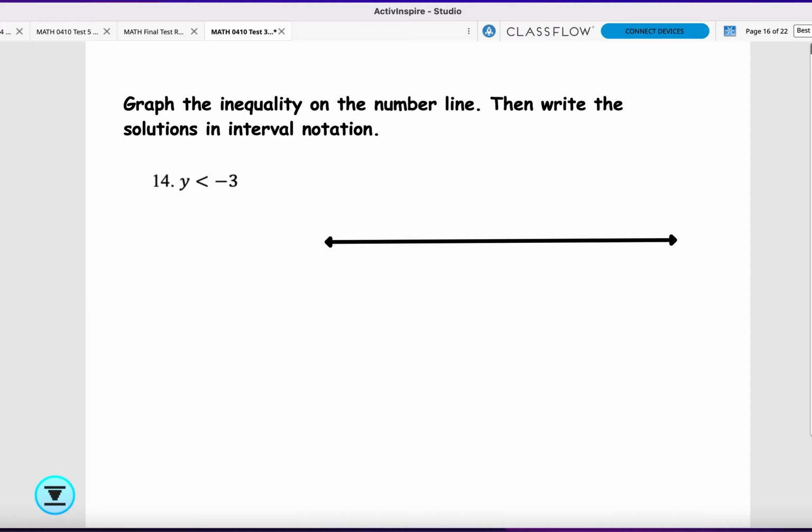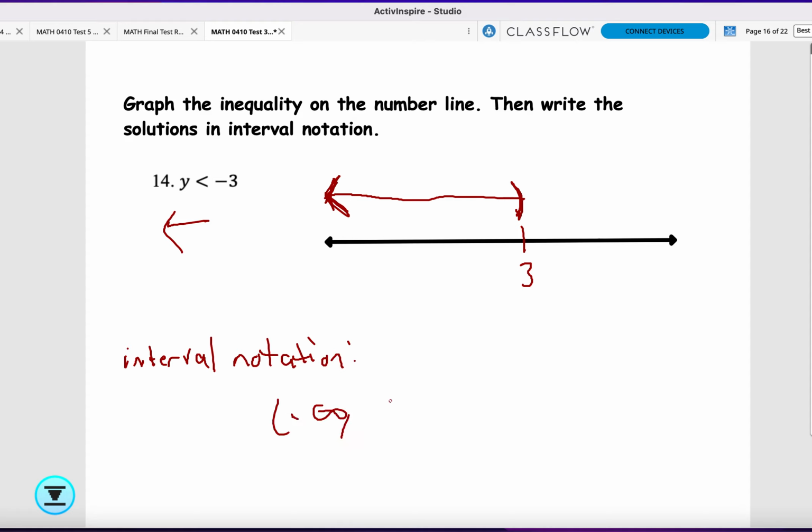So then 14 is y is less than negative 3. I'm going to put a 3 on here. So it's less than, so it's going to be a parentheses and it's going to the left, right? Because it's less than. So it's going to be a parentheses all the way to the left. So which infinity is to the left? So the interval notation is negative infinity, comma, 3. And that's it. And it always has a parentheses. It's only a bracket if it's equal to underneath it, okay? And infinities always have parentheses, y'all.